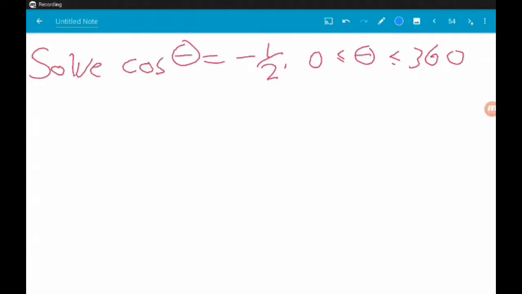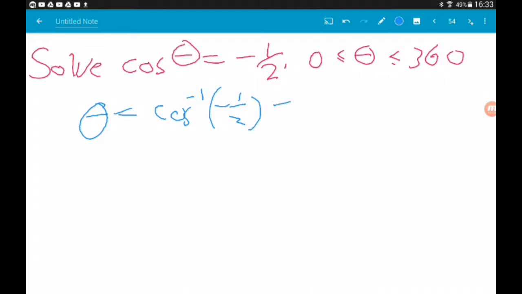Okay, example 2, we want to solve cos of theta is equal to -1/2 for values of theta between 0 and 360. So, first step again, use our calculators to work out the first solution. Theta is equal to the inverse cos of -1/2, which is equal to 120 degrees. So that's our first solution.